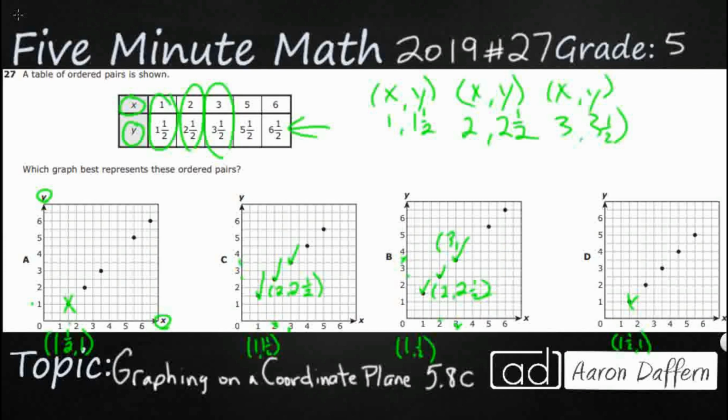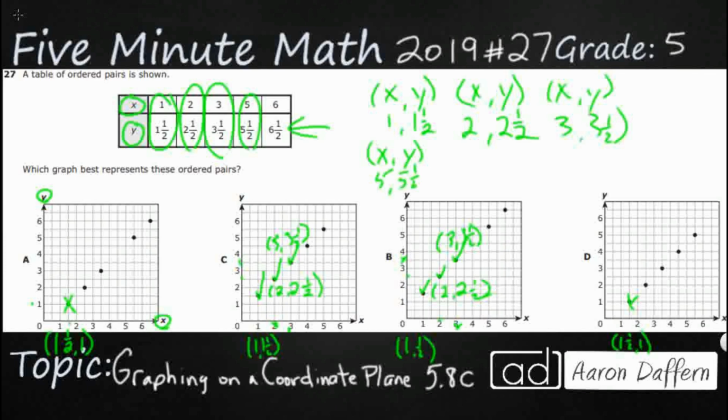So far, the first three coordinates are good for both of those. Let's check our fourth one. 5, oh, it kind of skips. 1, 2, 3, 5. So our fourth one is not 4, 4.5, it's 5, 5.5.